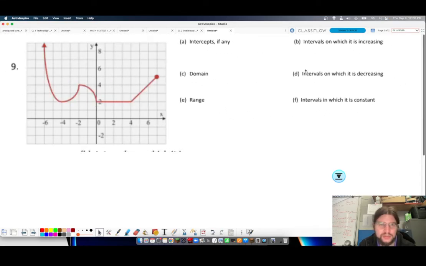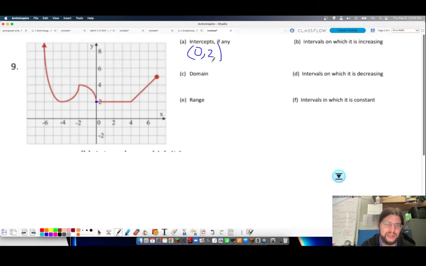So intercepts. Well, we got an x-intercept. Nope. But we do have a y-intercept right here of 2. So that's 0, 2. It asks for intercepts. You have one intercept, 0, 2. It's obviously a y-intercept.